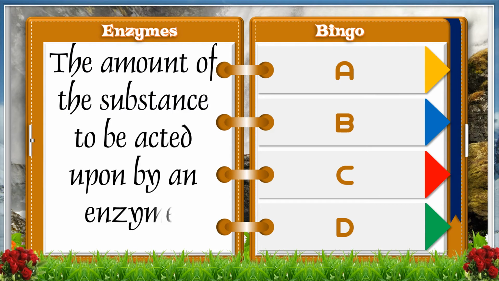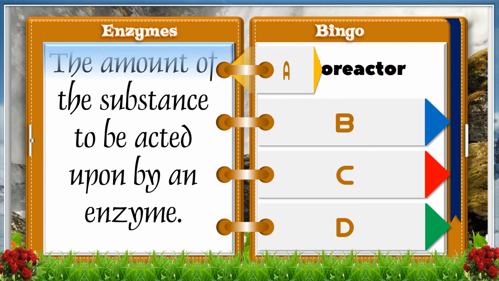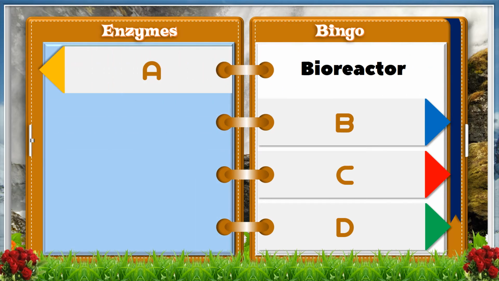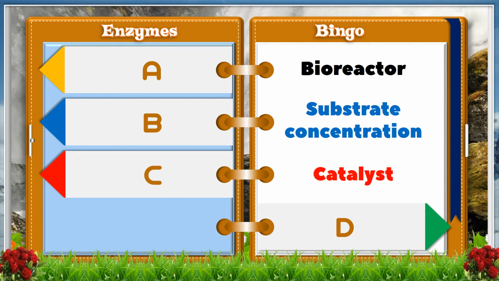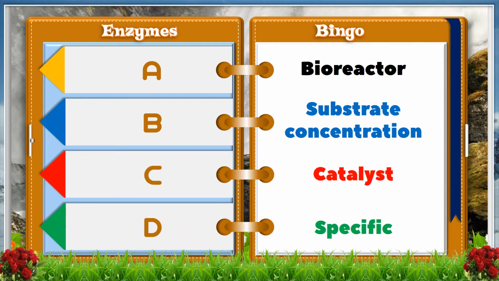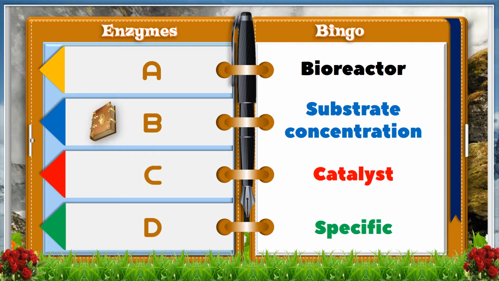The amount of the substance to be acted upon by an enzyme. A. Bioreactor. B. Substrate concentration. C. Catalyst. D. Specific. And the answer is B. Substrate concentration.